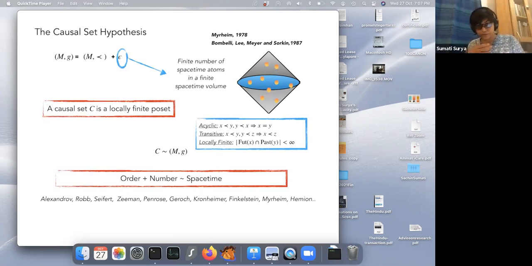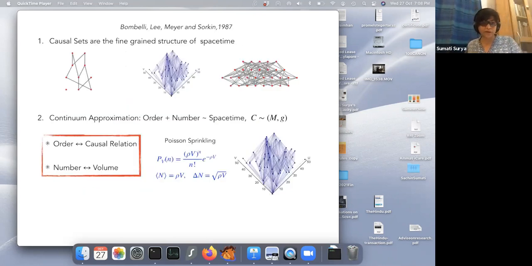And again, just to give a historical context, over several decades people were thinking about such things. So one can attribute some of these ideas in particular to Myrheim, who had a CERN preprint, which was thoroughly ignored, where many of the ideas were already present. But here's the actual hypothesis.